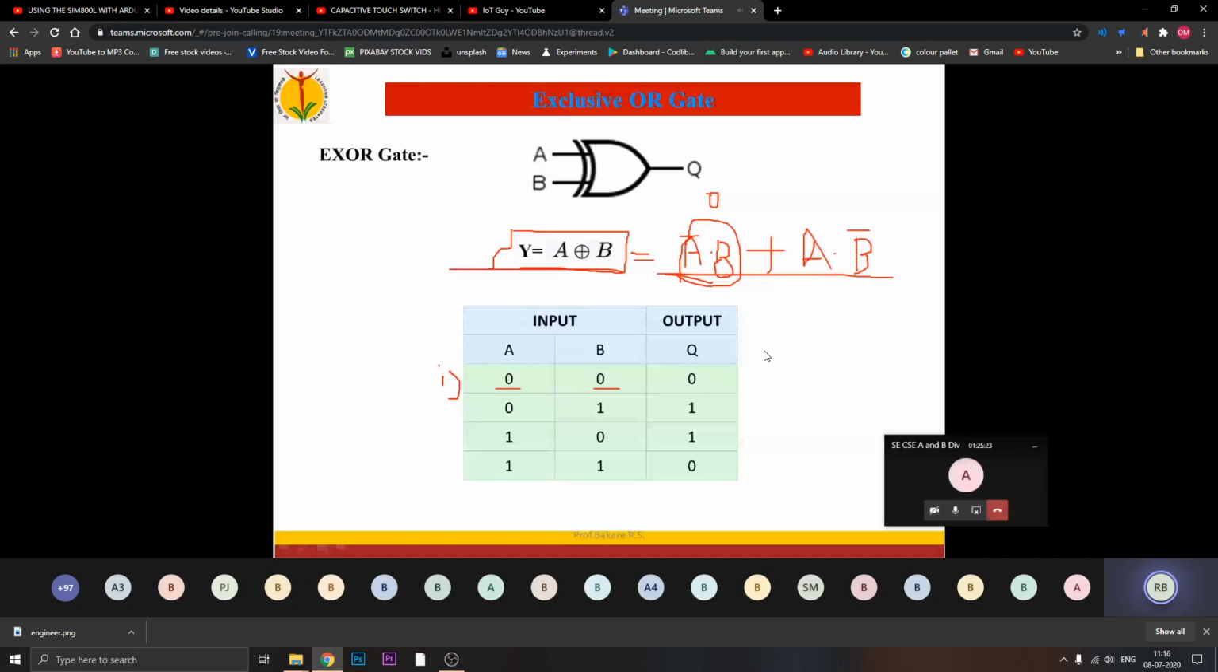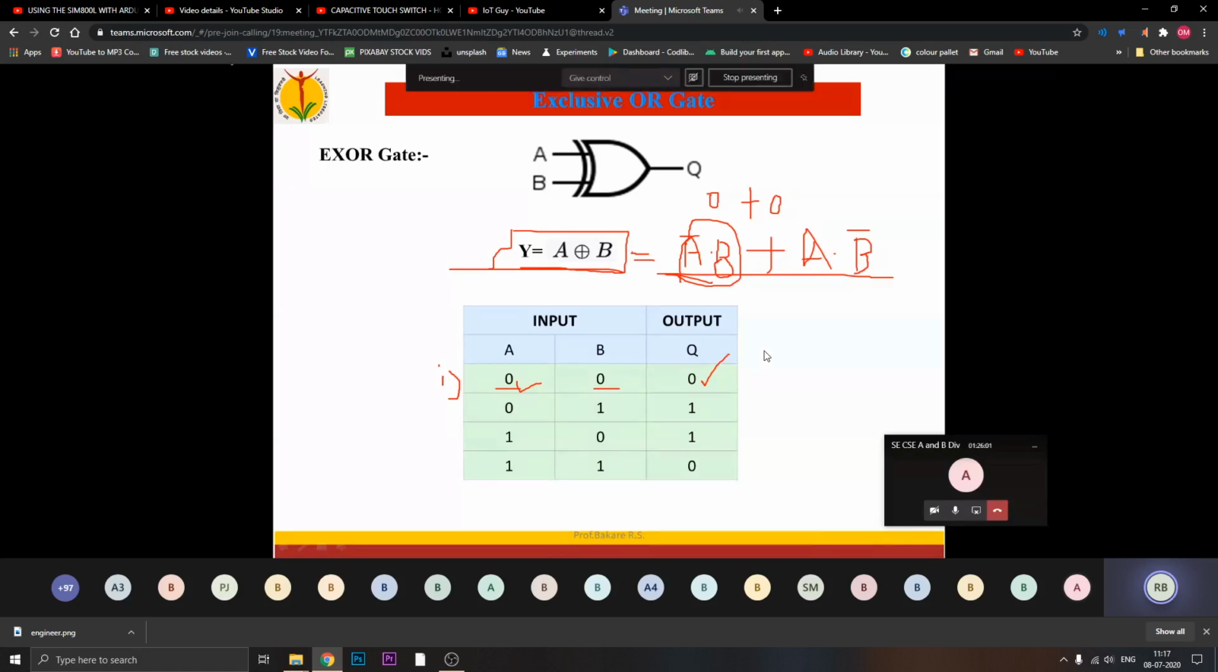Plus, now tell me the second term. Again the same case repeats: A into B bar. That means here the value of A equal to 0. Again 0 into anything, we got 0 here. That means 0 plus 0, we got 0 in the first case. Students, all of you getting this point? How we got this 0?